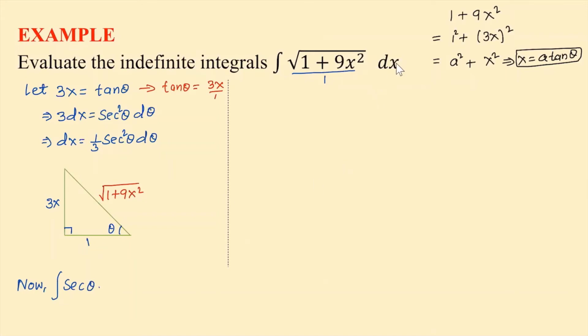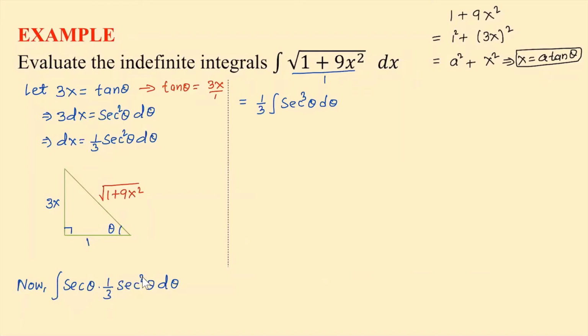That is multiplied by dx, and dx is 1/3 secant squared theta d theta. Before integrating, I can pull the constant 1/3 out. Secant theta multiplied by secant squared theta is secant cubed theta. So we have the integral of secant cubed theta d theta.